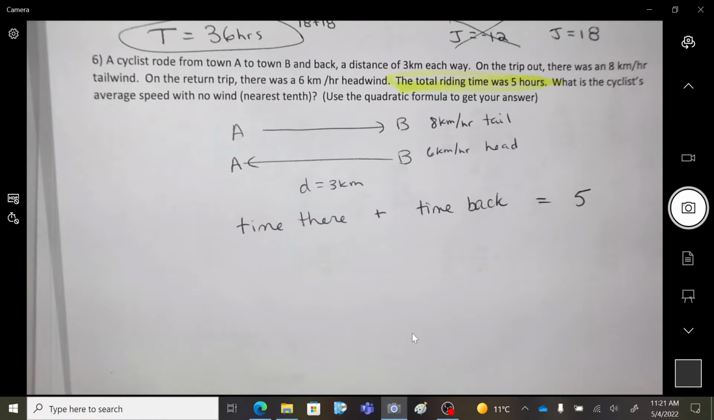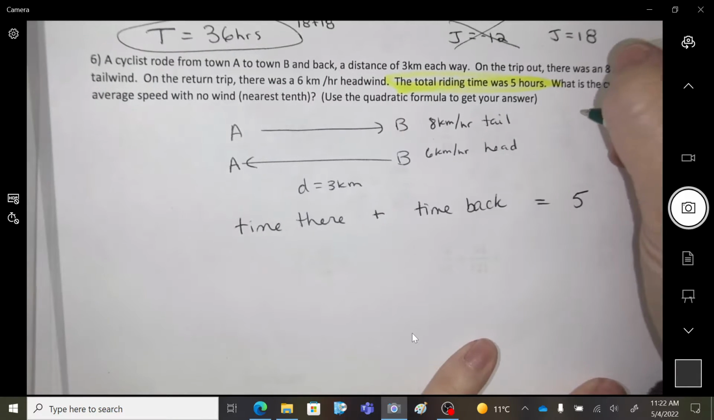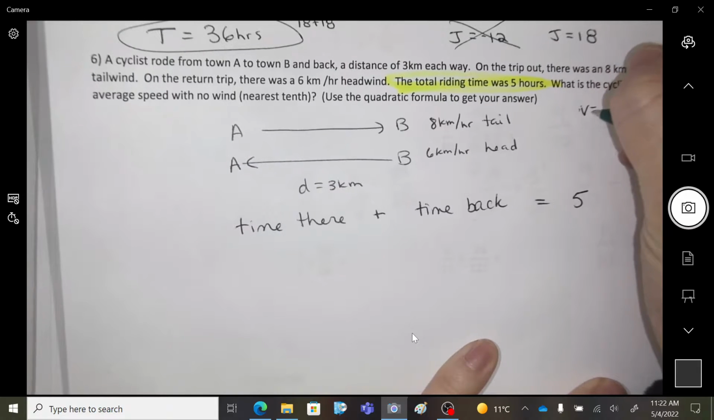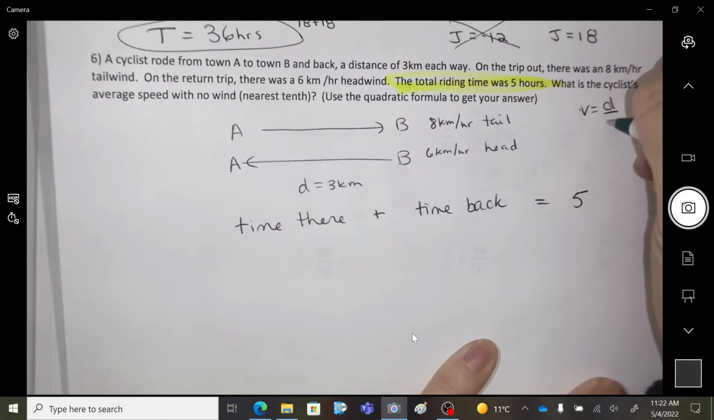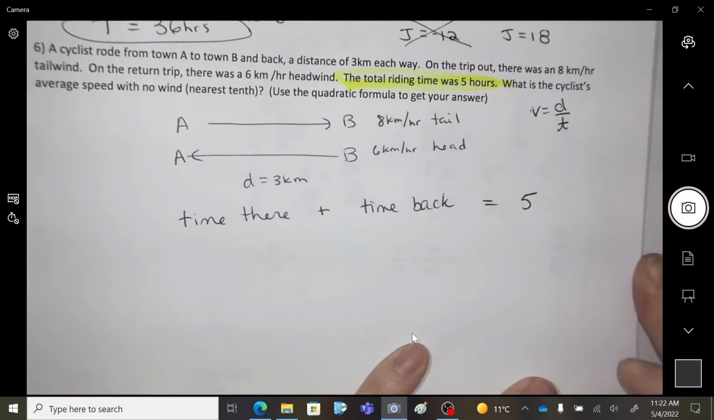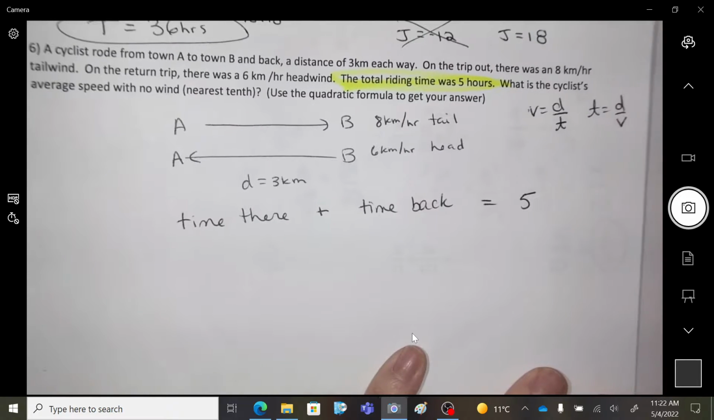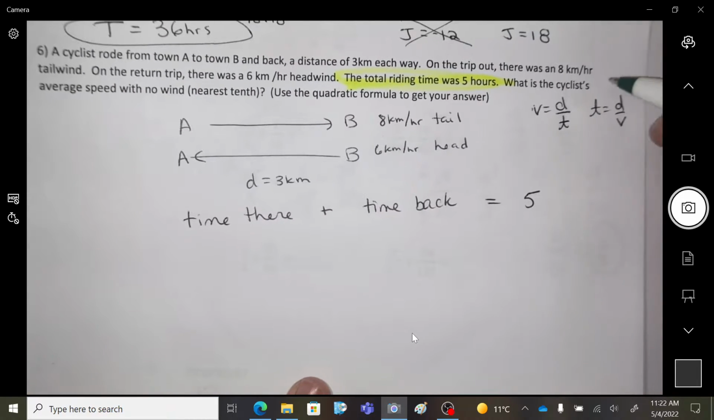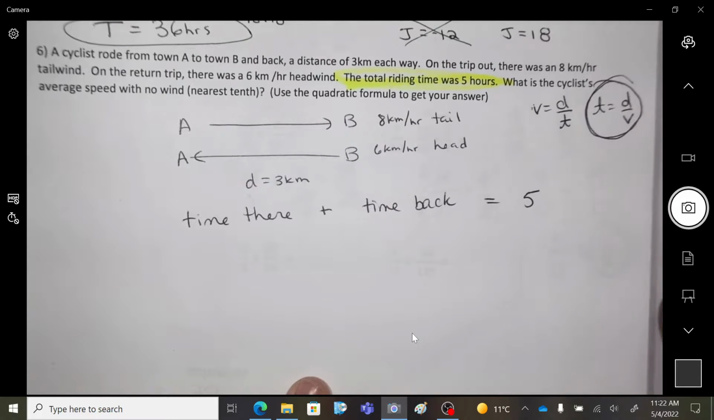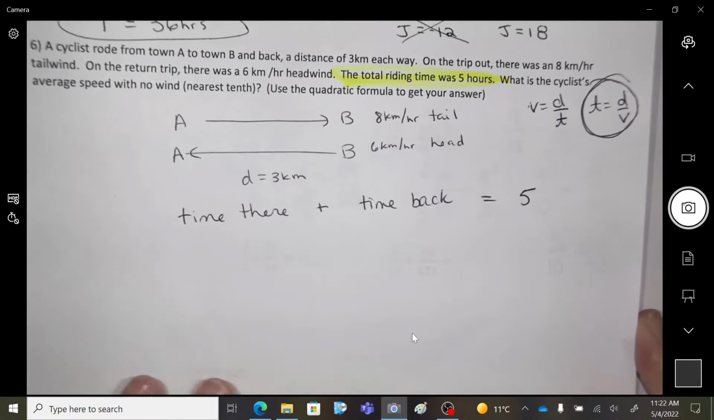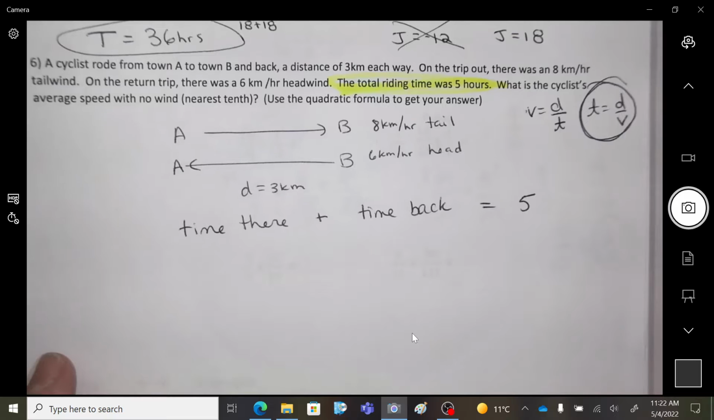Okay, what do we got? Do you remember what time is again? Velocity was distance over, no, kilometers per hour. So time equals distance over velocity. Okay, I got my formula. Time is distance over velocity.